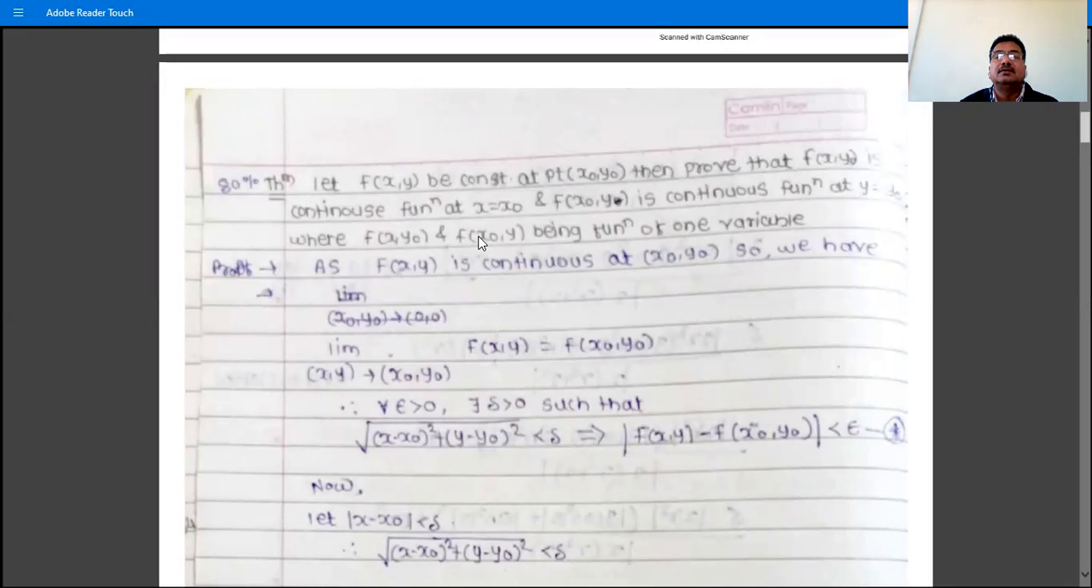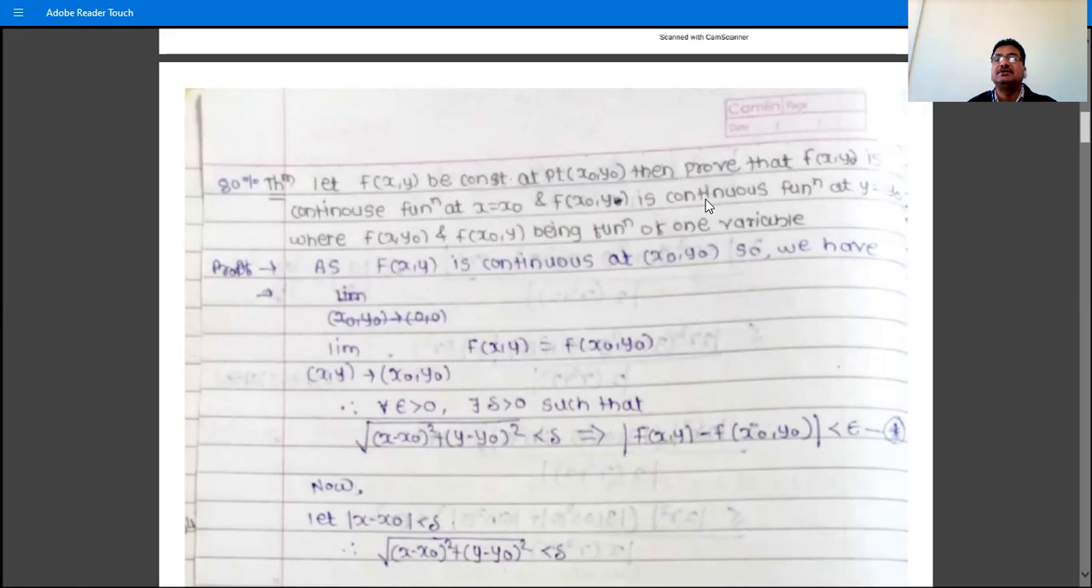The theorem on the first chapter is what? Let f(x, y) be continuous at point (x naught, y naught). Then prove that f(x, y naught) is a continuous function at x equal to x naught.